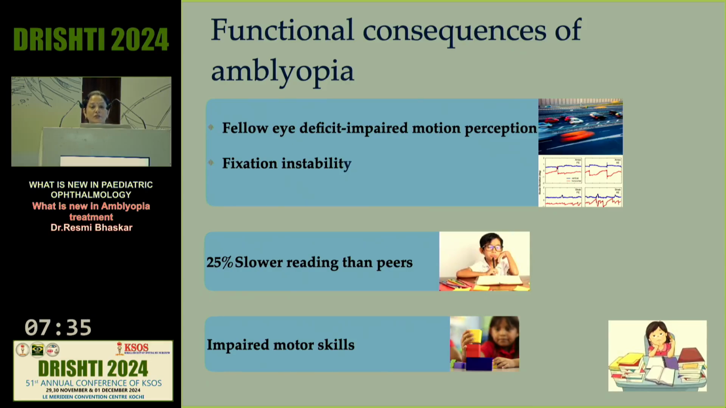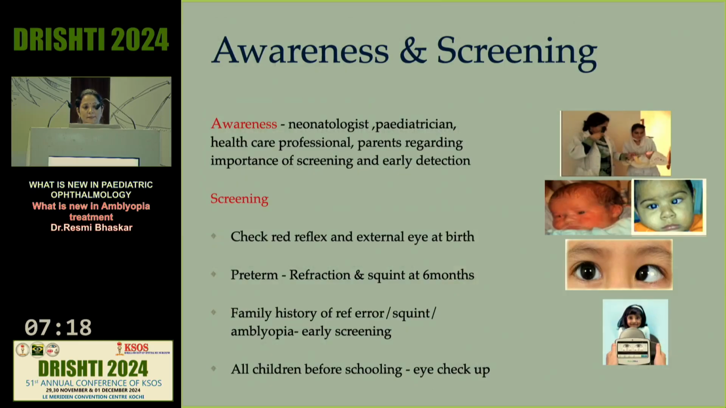What are the functional consequences? There is a fellow eye deficit in the form of impaired motion perception, fixation instability, and 25% slower reading than the peer group, and impaired motor skills like poor hand-eye coordination, and all this is going to affect the quality of vision and life of a child.